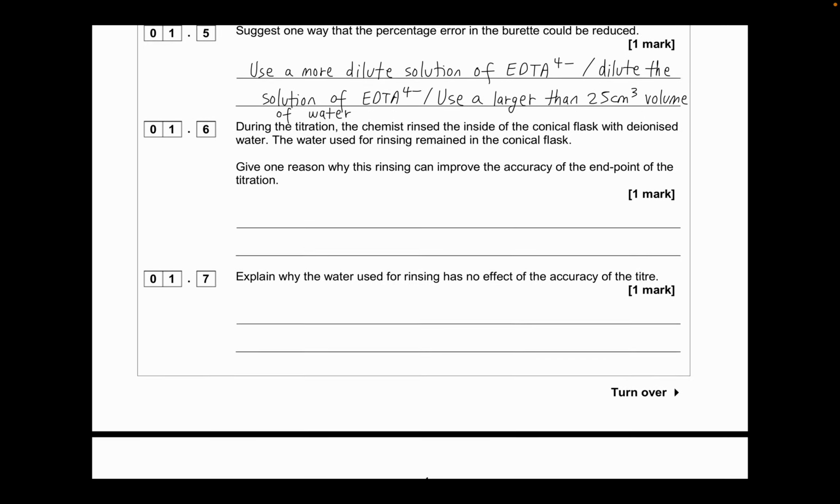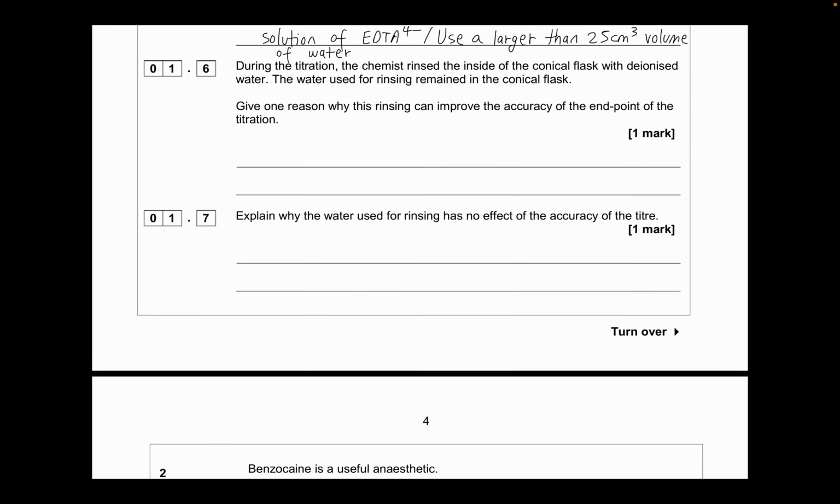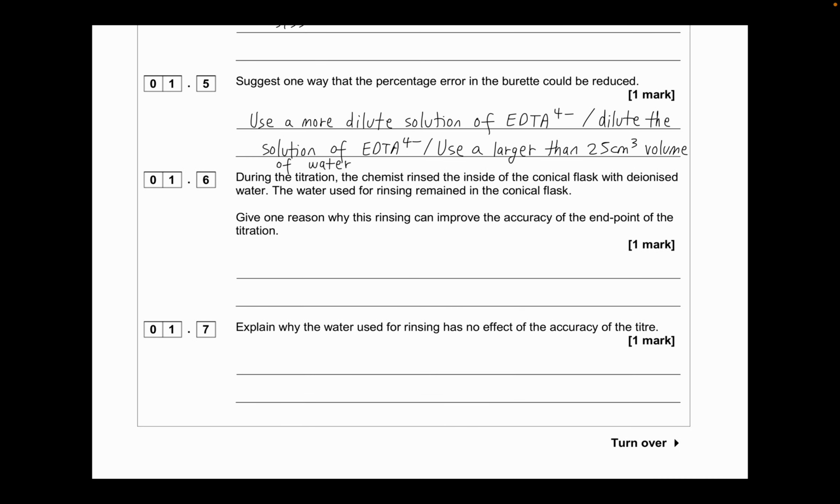Okay, let's move on to question 1.6. Now question 1.6 says that during the titration, the chemist rinsed the inside of the conical flask with deionized water. The water used for rinsing remained in the conical flask. Give one reason why this rinsing can improve the accuracy of the end point of the titration. This is 1 mark, 1 point.